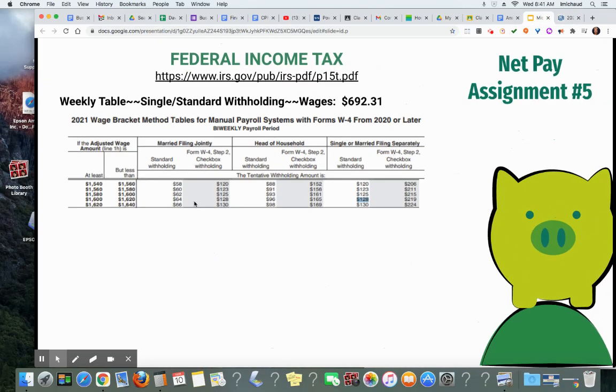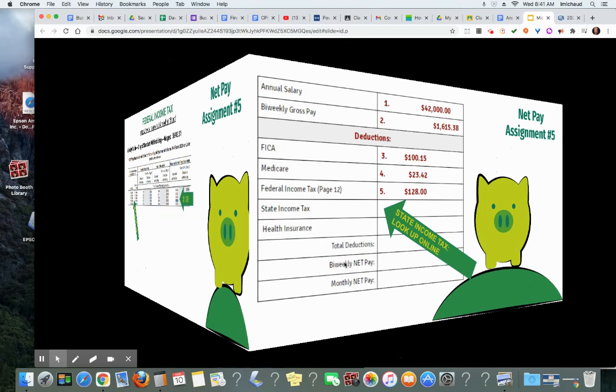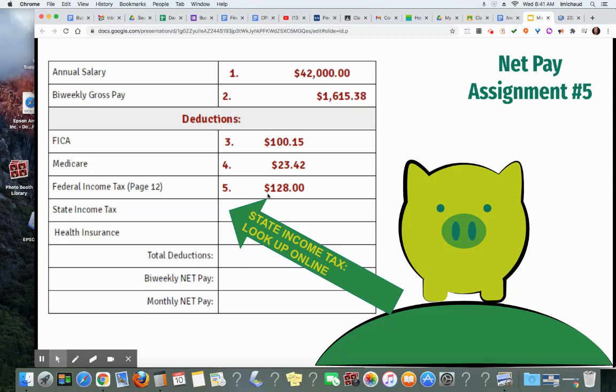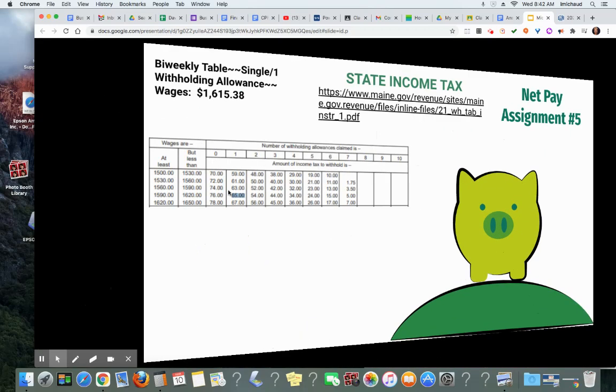So you'll see this is what it looks like. $16.15, and the single for a standard withholding is $128. Okay, so you should record $128 for line number 5. Now we need to determine the amount withdrawn for state income tax.